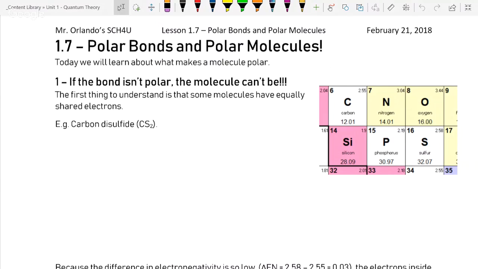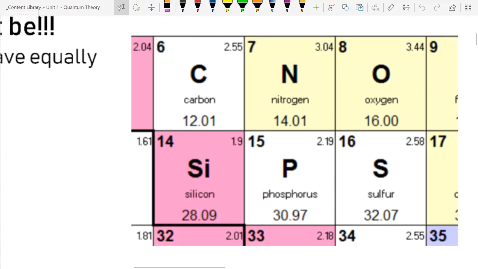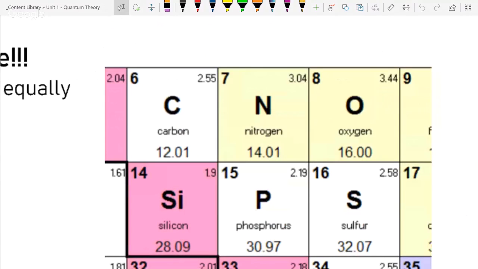If you look here, this periodic table has the electronegativities right up here. All right, it shows them to us. But as a general rule of thumb, what has a stronger pull on electrons? Metals or nonmetals?